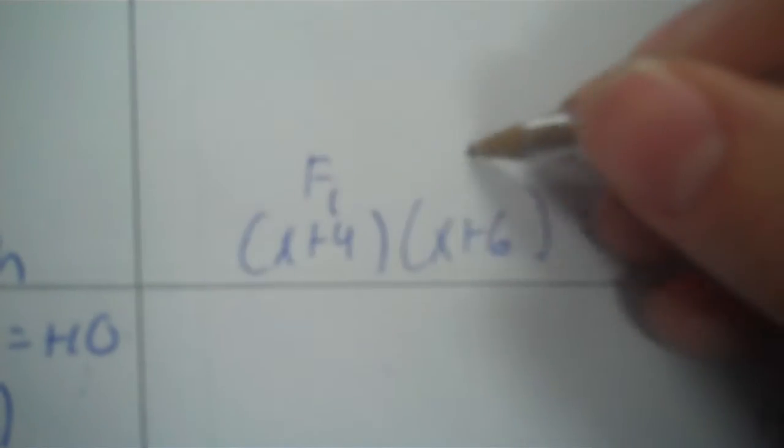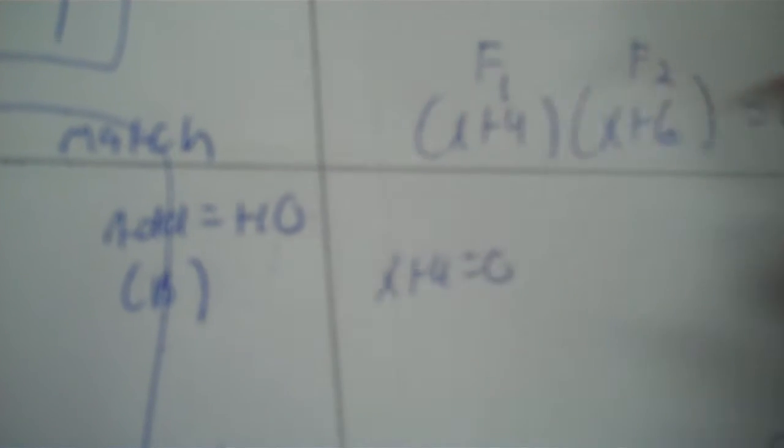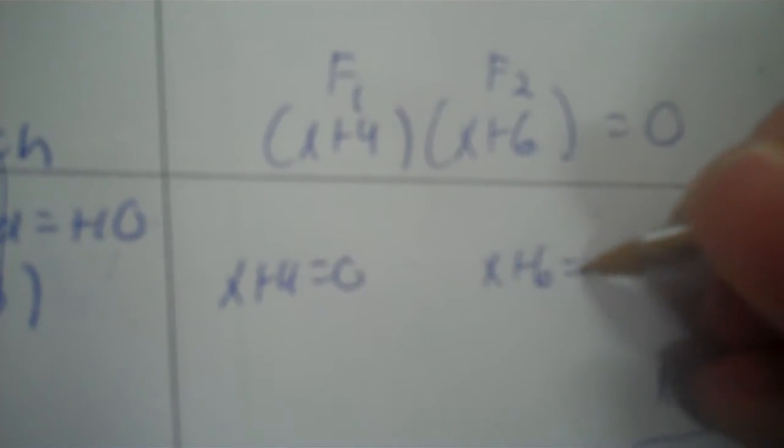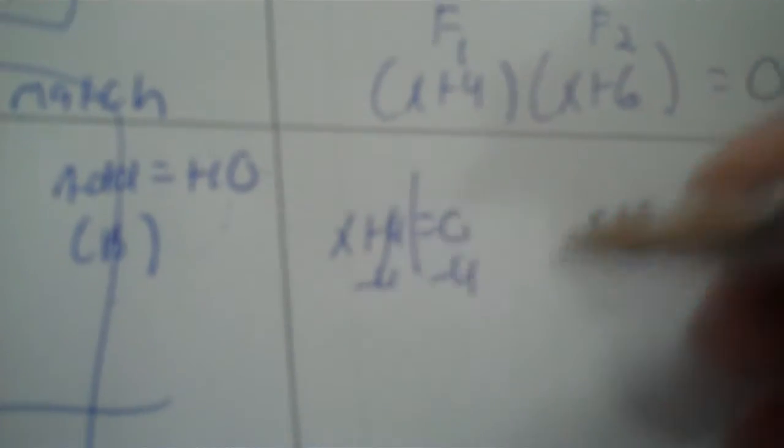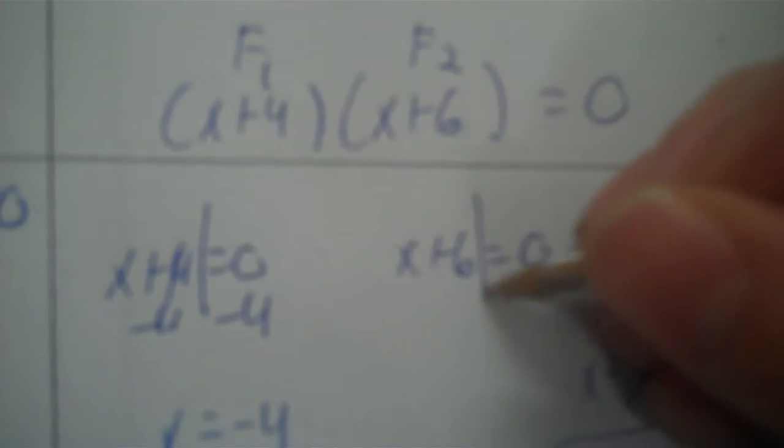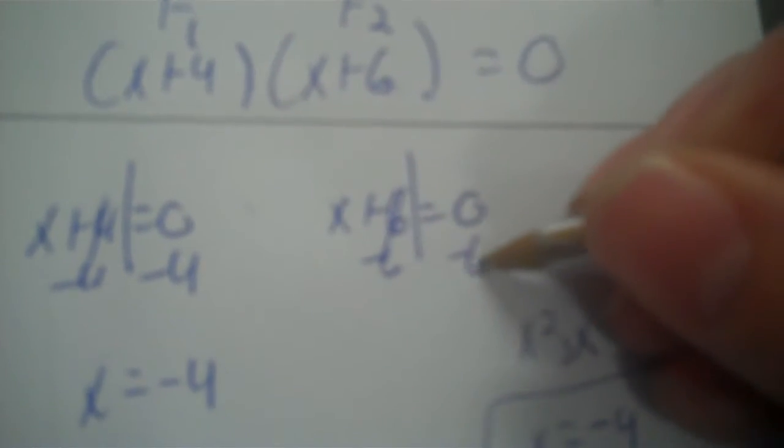Take the 1 off. Equals 0. So F1, F2: x plus 4 could equal 0, or x plus 6 could equal 0. That would be negative 4 then. And that would be negative 6. Okay.